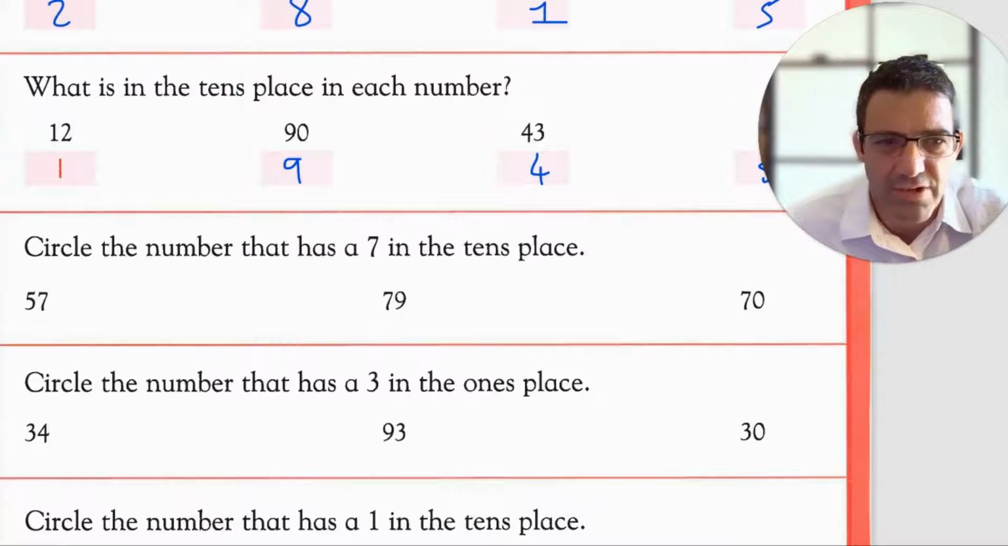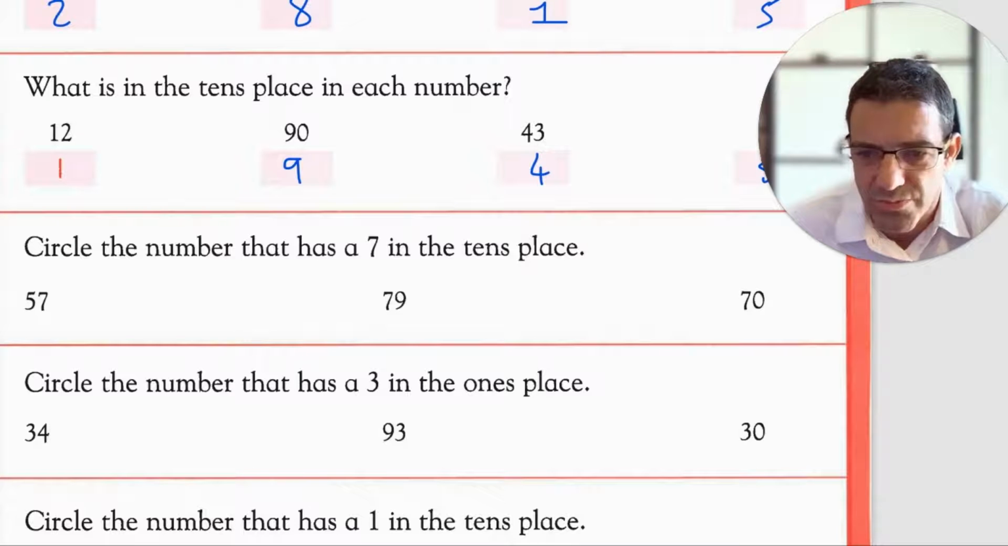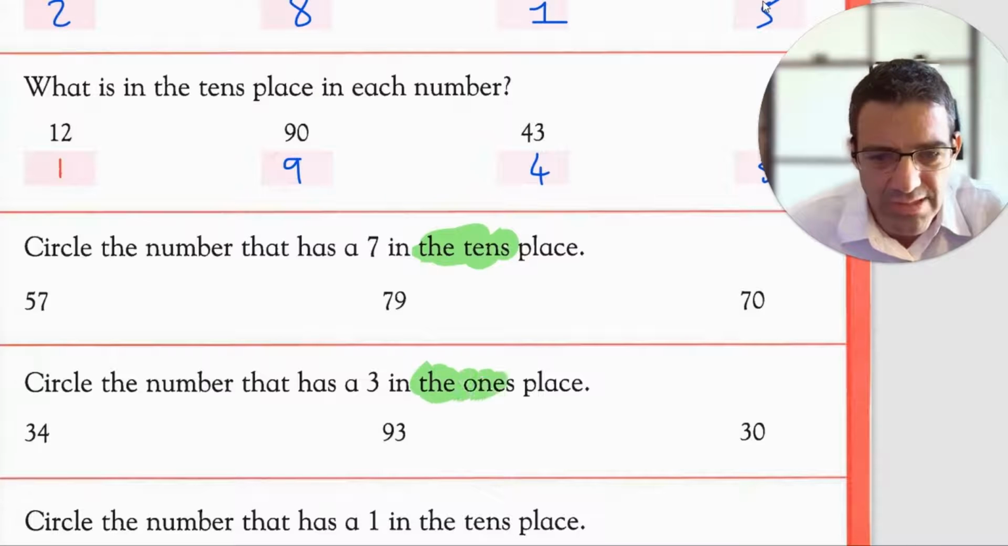Should I take a different highlighter? I'll take a green one this time. So the 7 needs to be in the tens place. There you go, in the tens place. And for the next question, it'll be in the ones place. So make sure you always keep track of what you're trying to do.